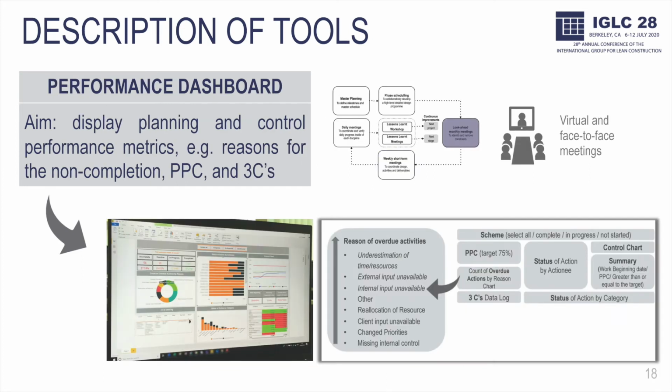The Performance Dashboard is a digital visual tool used in monthly meetings to display planning and control performance metrics. The data used to create the performance metrics comes from information collected through the activities tracker. It mainly helps project managers and directors in analyzing the team progress through weekly PPC and reasons for non-completion of work packets.